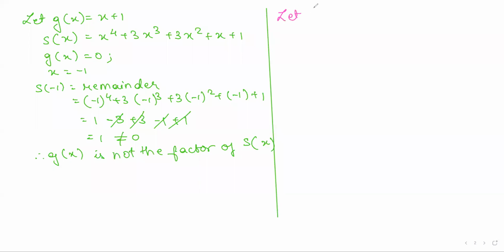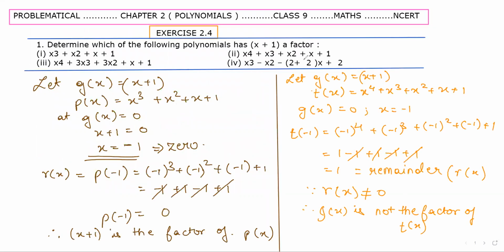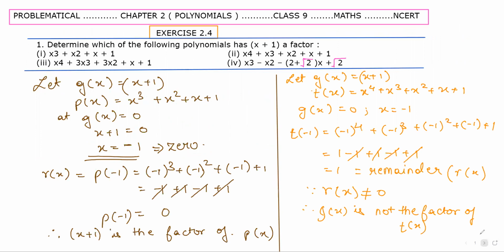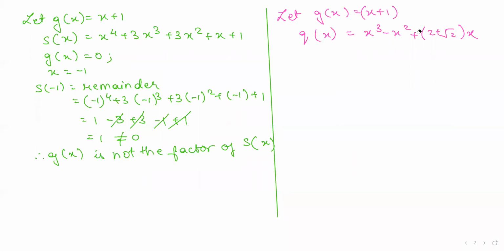The last part, let g of x is equals to x plus 1, and now you have q of x is equals to x cube minus x square plus, this is 2 plus root 2 into x plus root 2. Here you have minus 2 plus root 2 into x. Plus root 2.